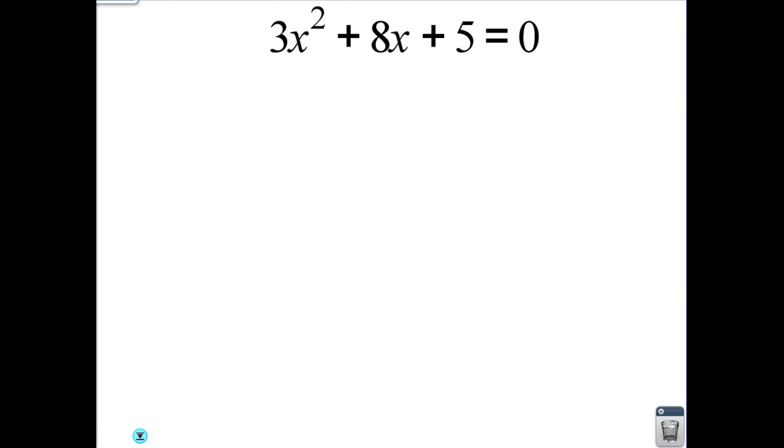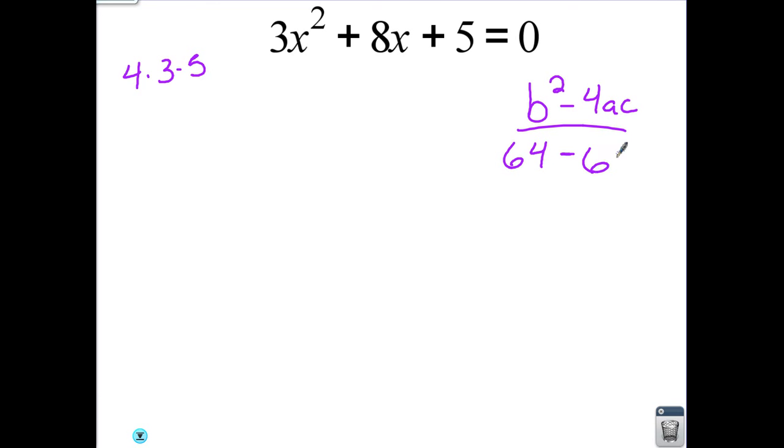Let's try this one. And again, we always start out with b squared minus 4ac. And that's actually also going to tell you if it's factorable, if you can solve it by factoring. Abby, what's b squared? Good. Minus. The minus is built in. 4, Ethan, 4 times a times c. What do you get for 4 times a times c? 60. 64 minus 60 is 4. Your discriminant is equal to 4.